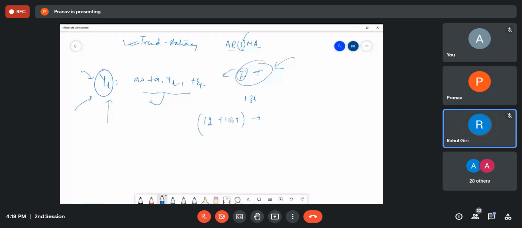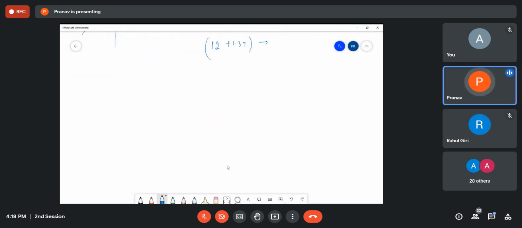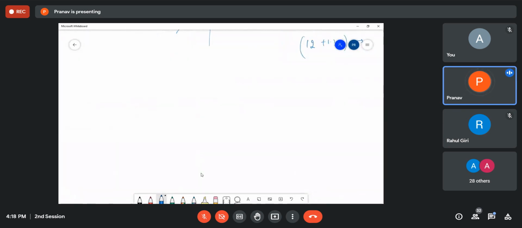Whereas the trend component tells you that for the time series variable that you're dealing with, the average value of the time series variable has changed, that it has not remained constant across the entire time period under observation. All right? Okay.